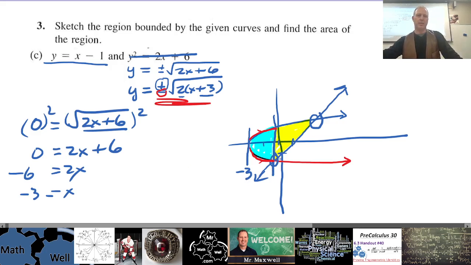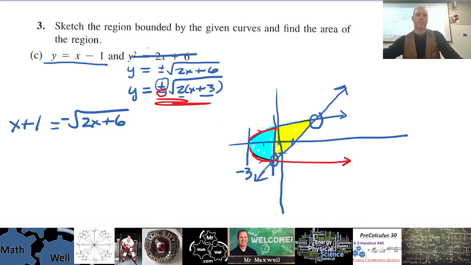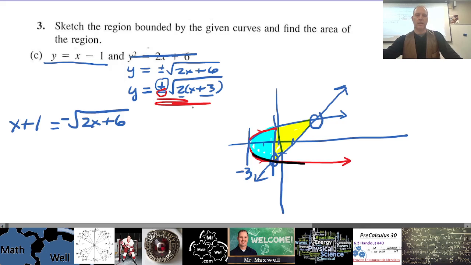Now I need to find the intersection point of this line and the negative version of this radical. Okay? So I need to find the intersection point here between y equals x plus 1. So I'm going to let x plus 1 equal negative root 2x plus 6, you see? This is the negative arm of this radical, and this is the line here. Okay? Now this graph isn't to scale, could be 0, I don't know, it could be negative 1, could be a fraction. We're going to find out.